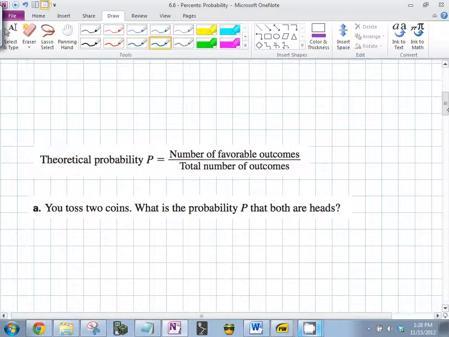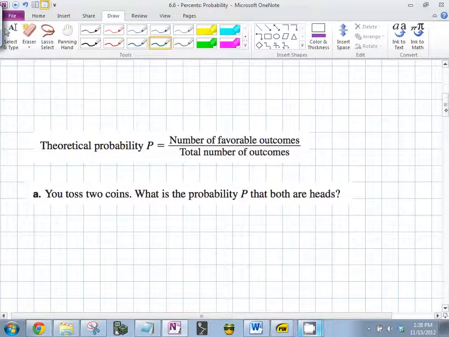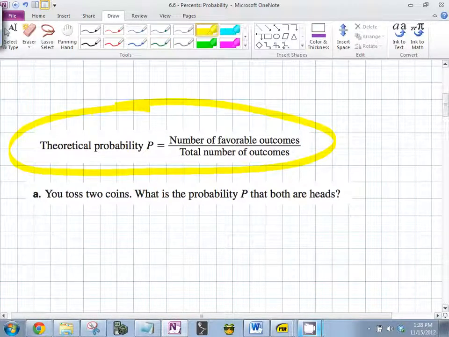This is the formula that is most important in the section. It's really important that you know it, which is the theoretical probability P. The probability that something will happen, theoretically, is the number of favorable outcomes over the total number of outcomes. And the number of favorable outcomes is going to be totally defined by what the question is asking.